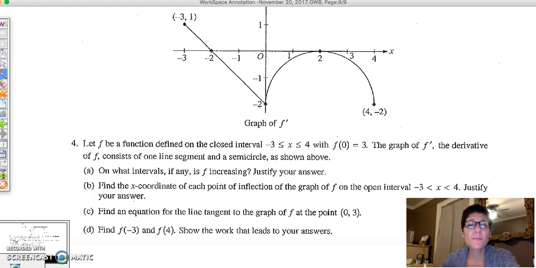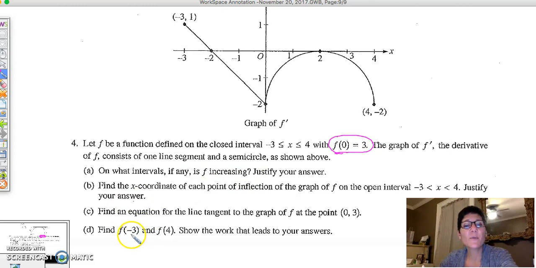Okay. And if you go back up here, it says first of all, you're looking at a graph of f prime, and let f be a function defined on the closed interval from -3 to +4, where f of 0 equals 3.